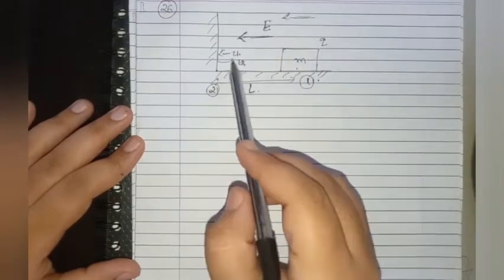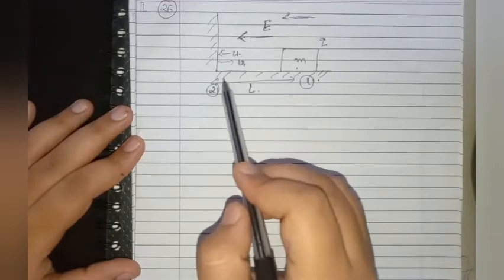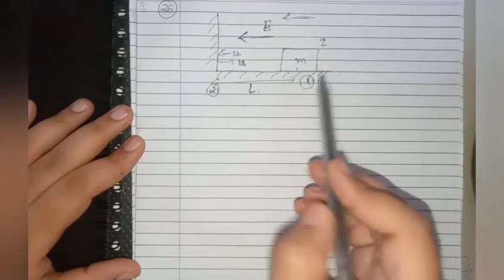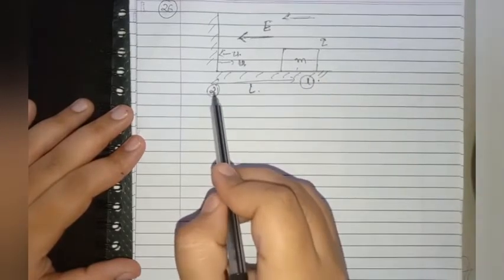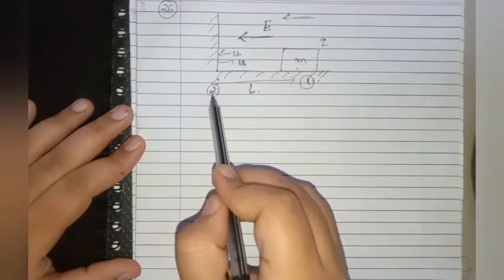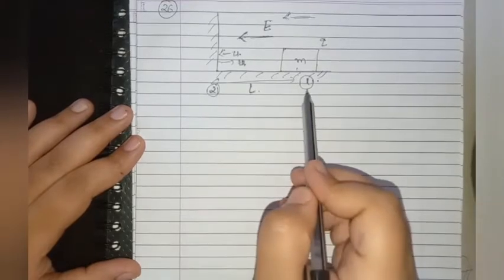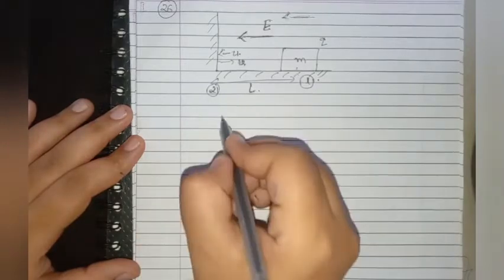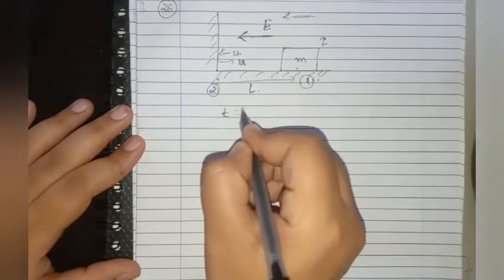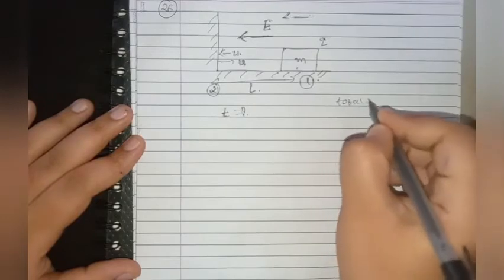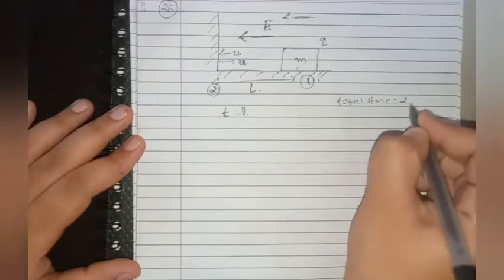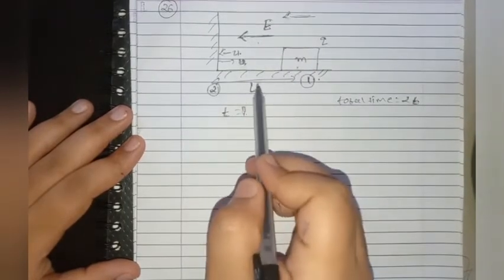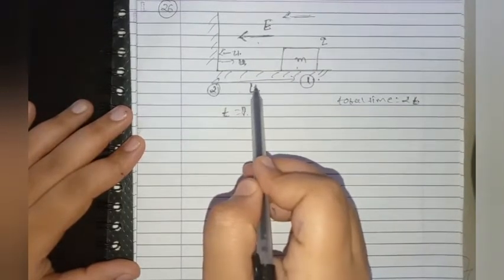force. Here, due to elastic collision, kinetic energy is not lost, so the time taken by this block to move from position 1 to 2 will be the same as the time taken to move from position 2 to 1. Let's say the time taken by this block to move from 1 to 2 is t. So the total time will be 2t. The force will be constant, so it will move in the direction of L with constant acceleration.